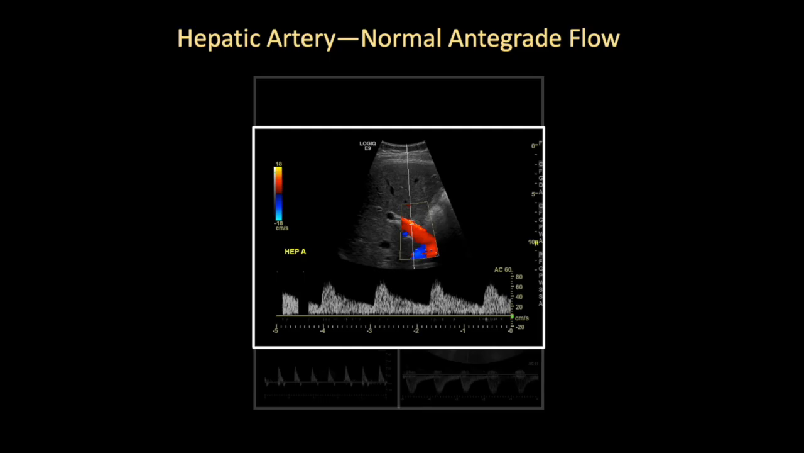Now the hepatic artery supplies about 25% of the blood flow to the liver. And the way that we talk about the resistance to the hepatic artery is we use the resistive index, which ends up being your peak systolic velocity minus your end diastolic velocity, all that divided by your peak systolic velocity. And normally the resistive index within the hepatic artery is somewhere between 0.5 and 0.7.